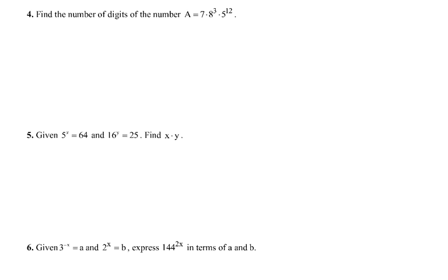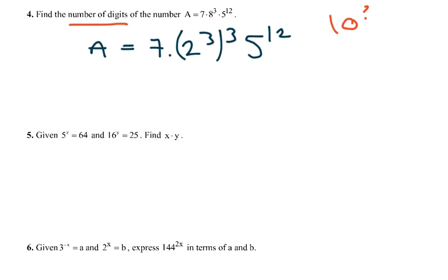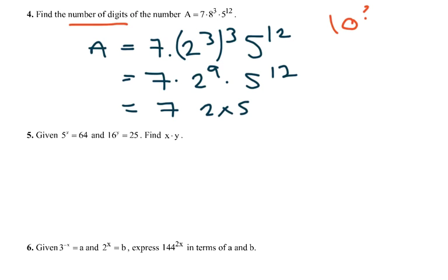To find the number of digits then, we need to know what power of 10 we have in our expression. So we're going to write 8 as 2 to the power 3, which gives us 2 to the power 9. And then what this tells us is that we've got 2 times 5 to the power of 9 and 5 to the power 3 left over.